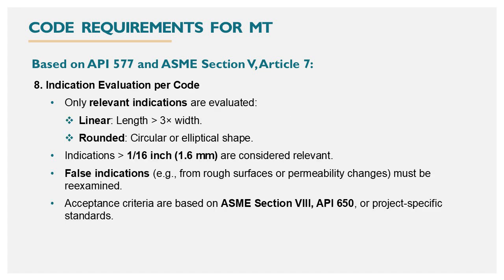Code requirement number 8 is indication evaluation per code. Only relevant indications are evaluated. For linear indication, the length must be greater than 3 times the width. And for rounded indication, evaluate the circular or elliptical shape. Indications greater than 1/16 inch or 1.6 mm are considered relevant. False indications, such as from rough surfaces or permeability changes, must be re-examined. Acceptance criteria are based on ASME Section 8, API 650, or project-specific standards.